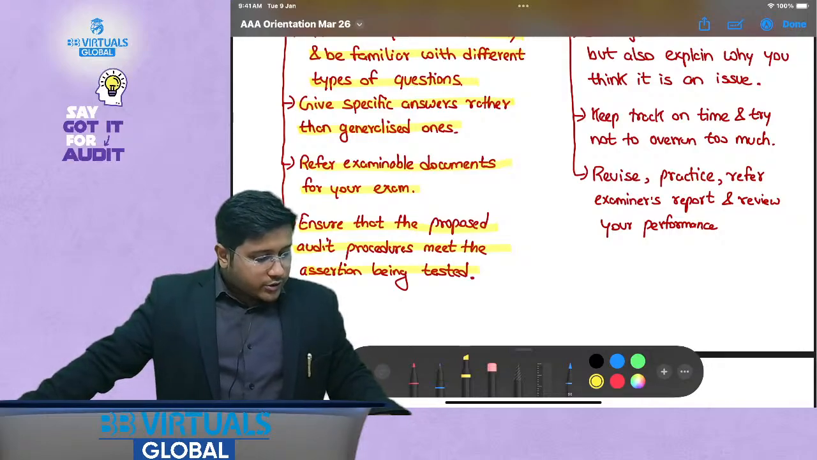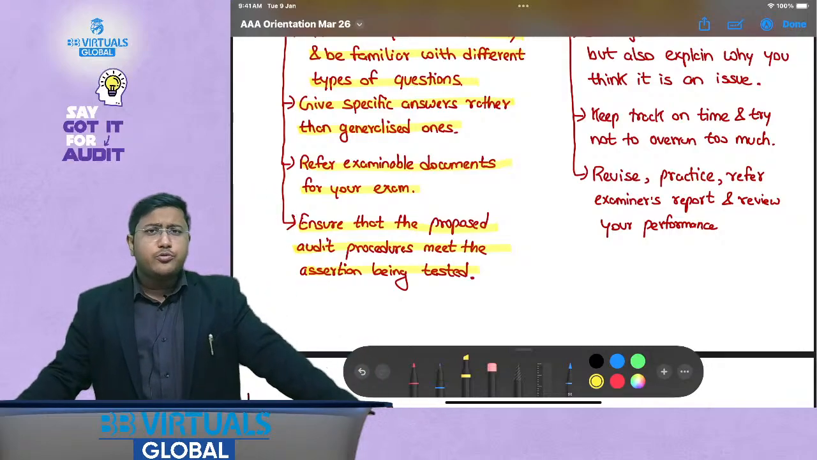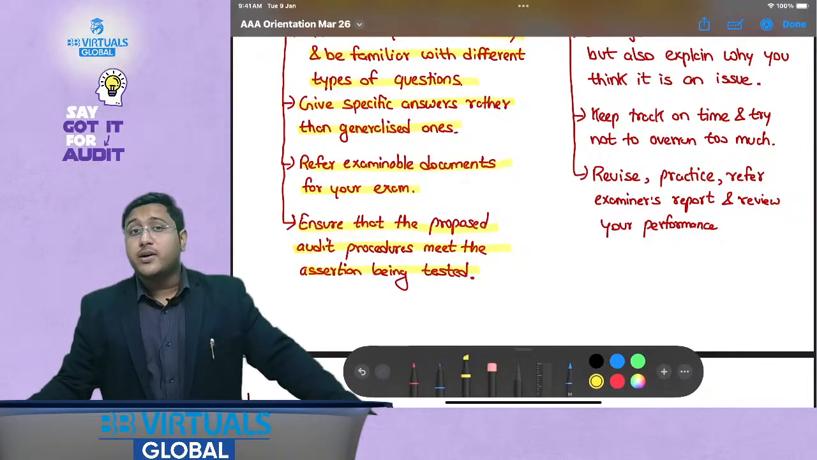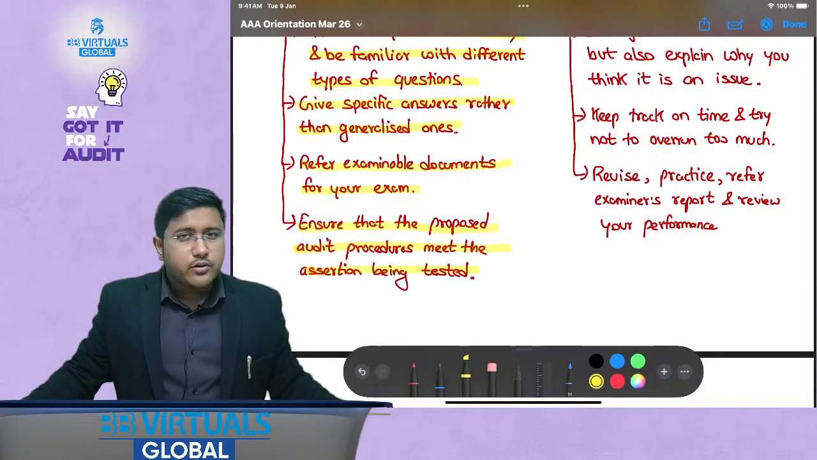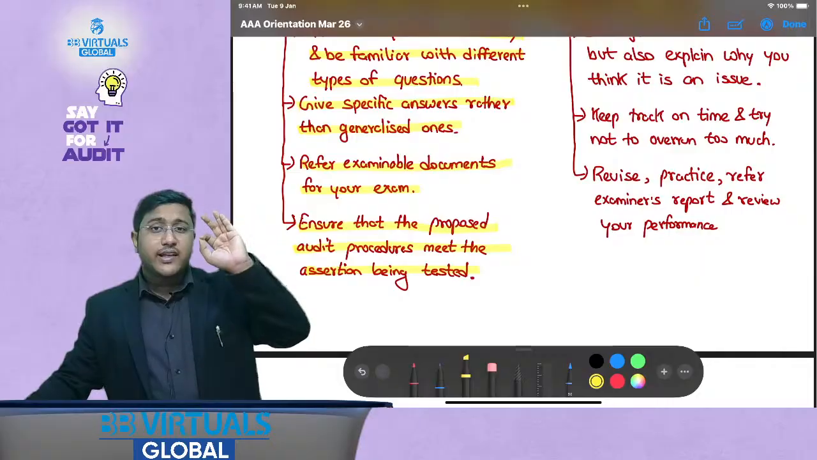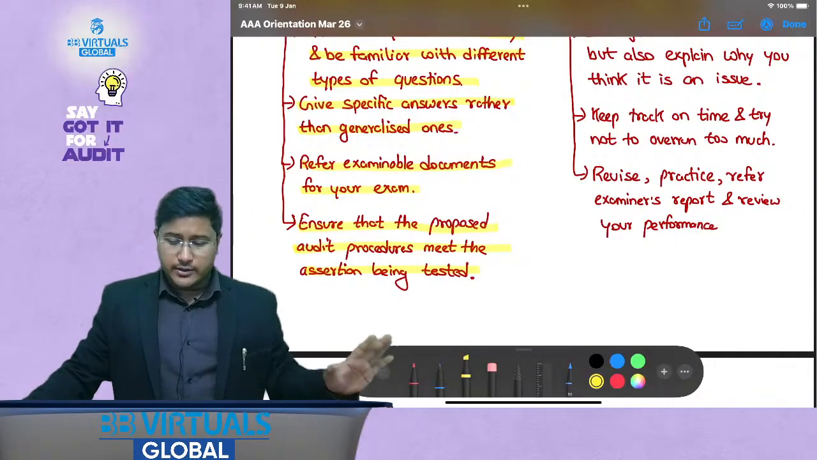You need to understand that you do not need to mention 5 points for 5 marks. No, you have to complete your answer. And when I say you have to complete your answer, what do I mean? You have to address every particular assertion that is there.